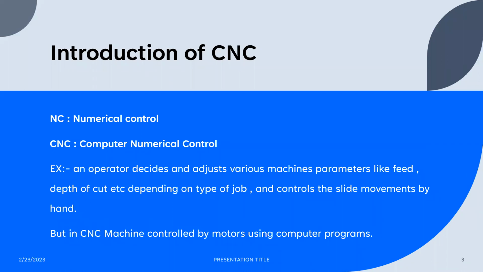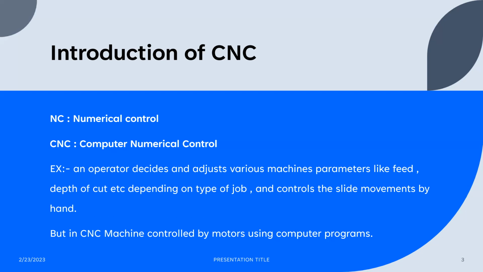NC means numerical control. CNC means computer numerical control. Okay, so for example, what is the difference between a manually operated machine and a CNC machine? For manually operated machines, the operator gives the feed and direction, and also the depth of cut, manually. For example, in a manual lathe machine, you people are the operator. You only rotate the tool post. You only give the feed, and you only fix the speed of the workpiece.